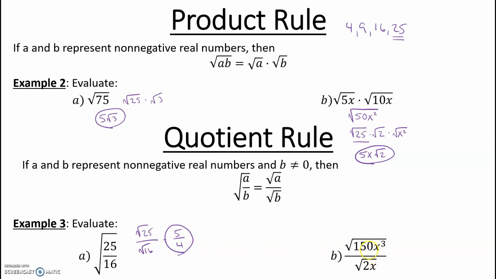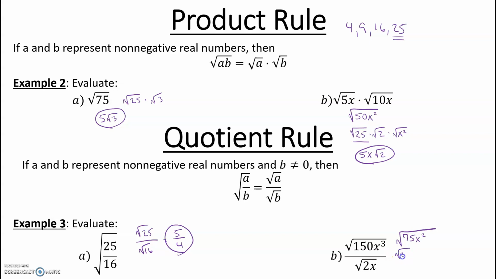Now here, I don't know the square root of 150. I don't know the square root of 2x. So it might benefit me to actually combine those into 1. So 150 divided by 2 is going to get me 75. And then x cubed divided by x, remember when you divide, you subtract, so we're actually going to wind up with x squared. And now we can break that up.